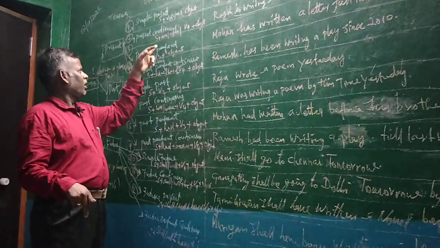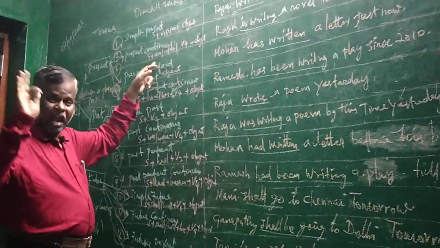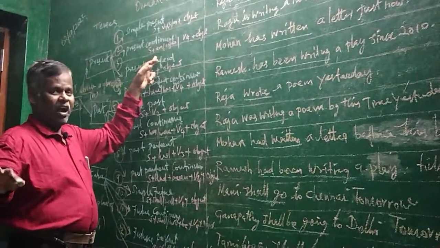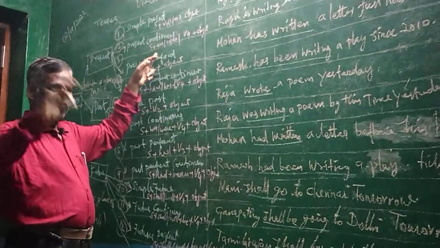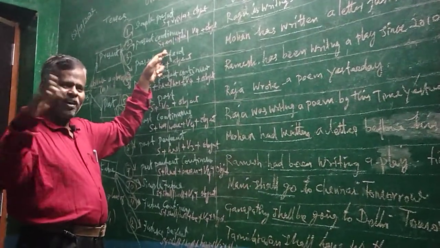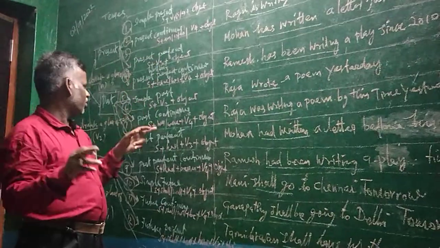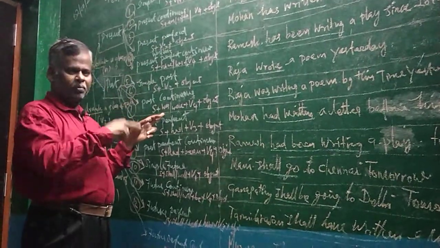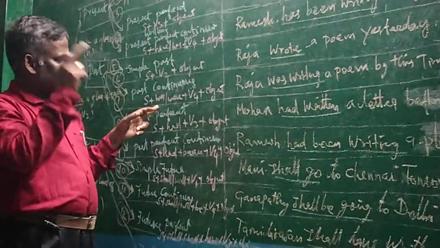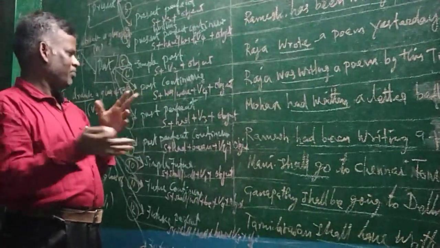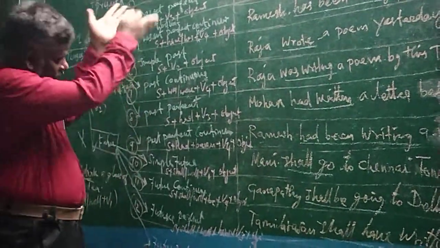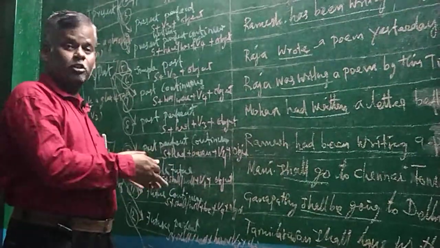In the present continuous we have three: am, is, are. I takes am, you takes are, and he, she, it takes is. Then V4, the ing form. For the past continuous there are only two: subject plus was or were plus V4 plus object. It is also like mathematics sutras.